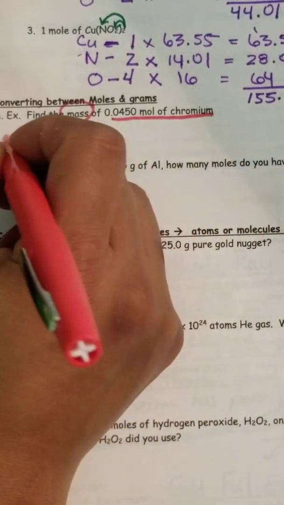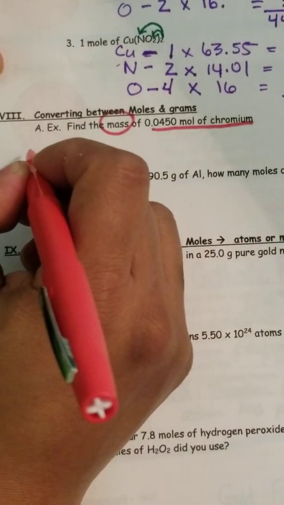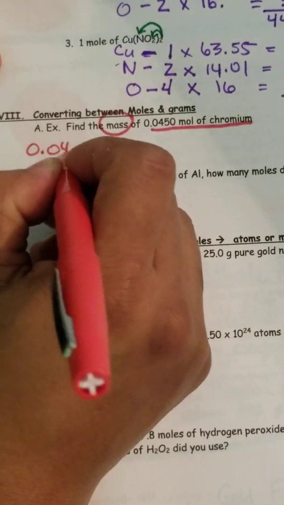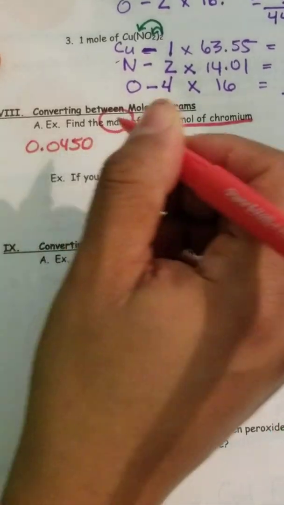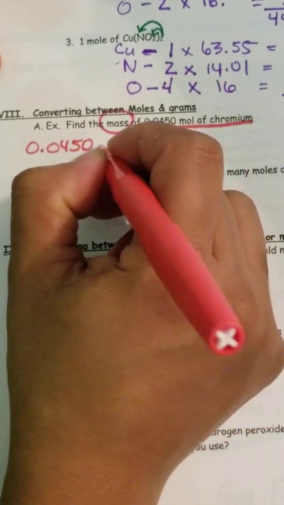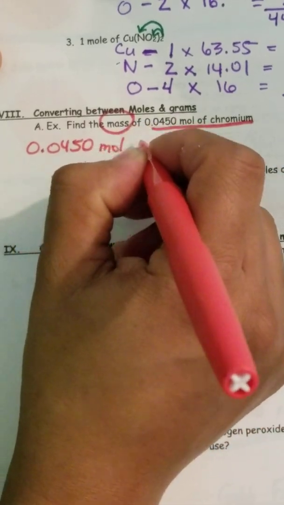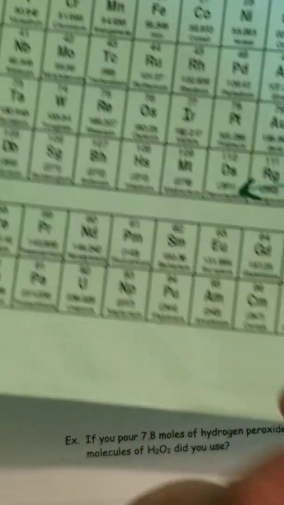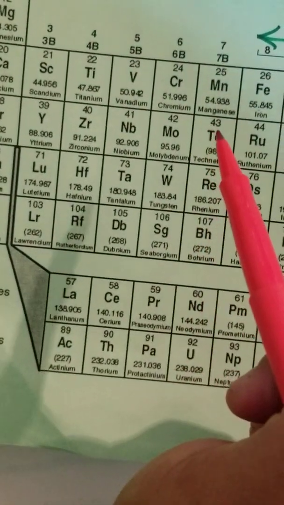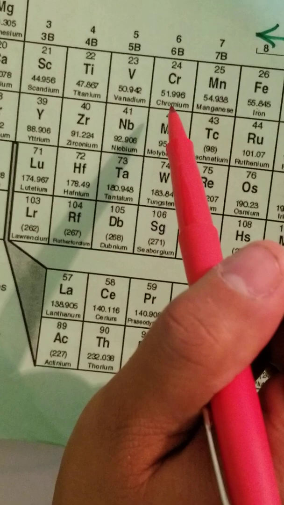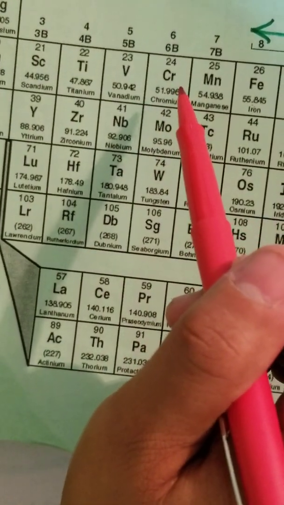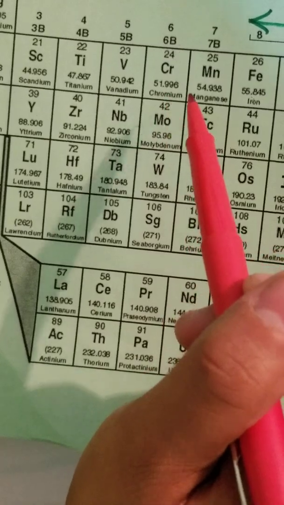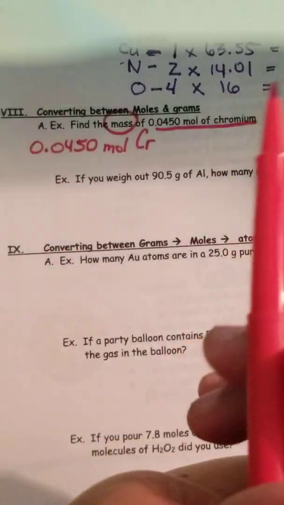Again, just like the last part, we're going to start off with what they gave us. And so they gave us 0.045 moles of chromium. Chromium is Cr. It's on the periodic table, and like I told you already, you're definitely going to need one in front of you. It's right here, number 24. The mass number is 51.996. That means that we're going to round it to 52.